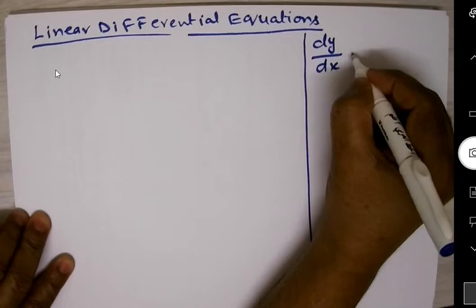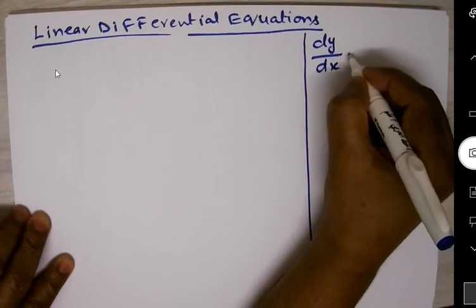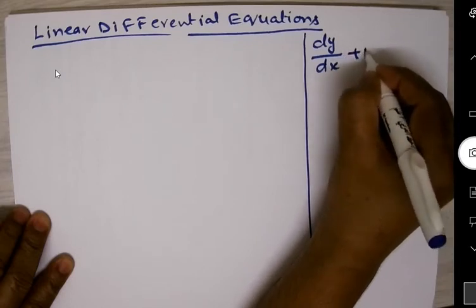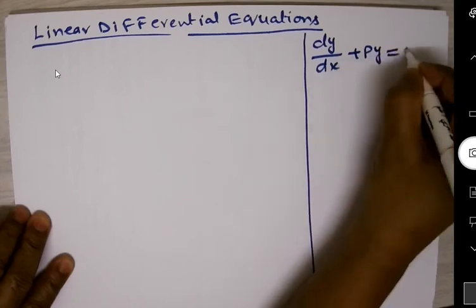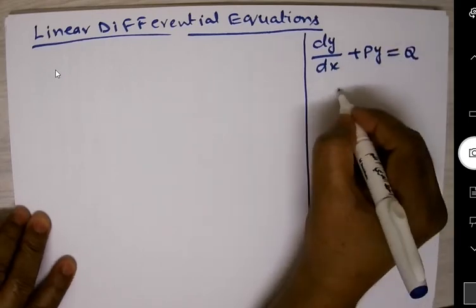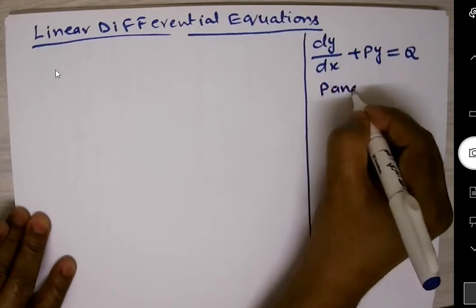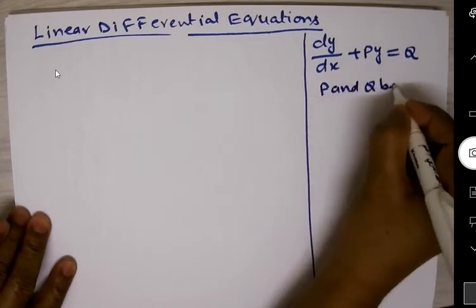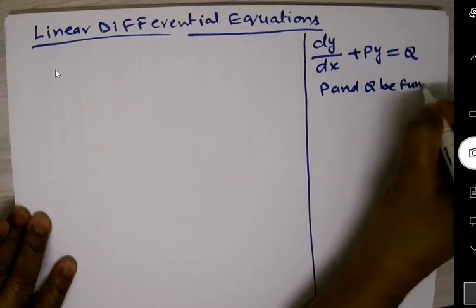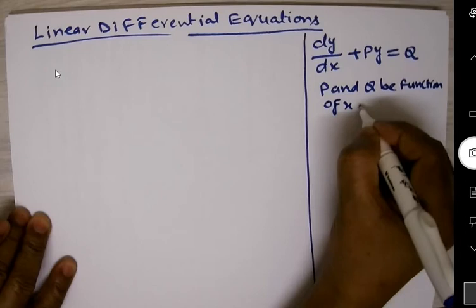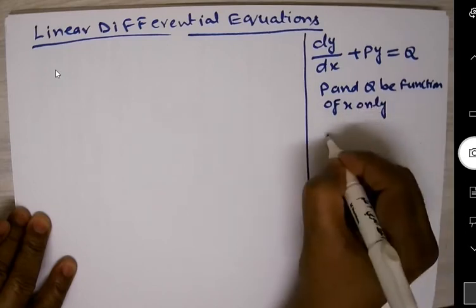Linear differential equation of first order, as I explained you in my last lecture, but again I am explaining you that if the differential equation is given as dy/dx plus py equal to q, then that type of differential equation is called linear differential equation, where p and q are functions of x only.